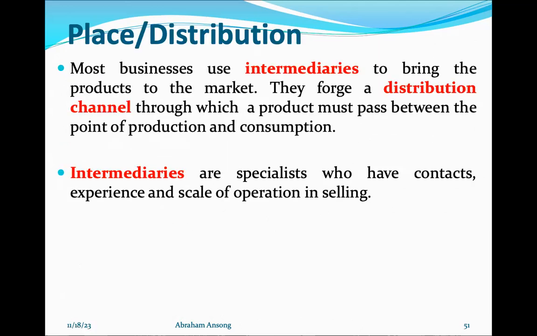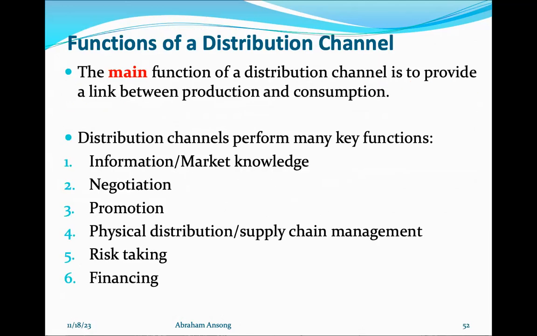So we look at the functions of a distribution channel. The main function of a distribution channel is to provide a link between production and consumption. They will take whatever has been produced and then transmit or transfer those products and services to the final consumers of those products. So that is the main function.